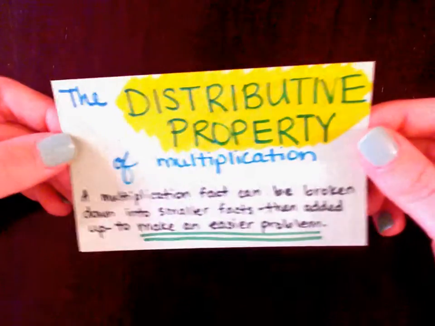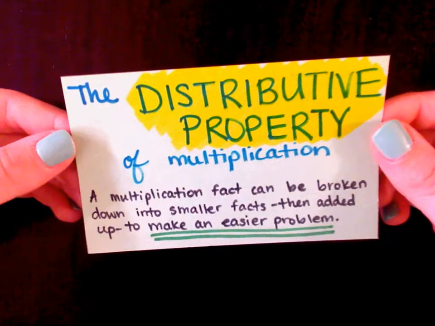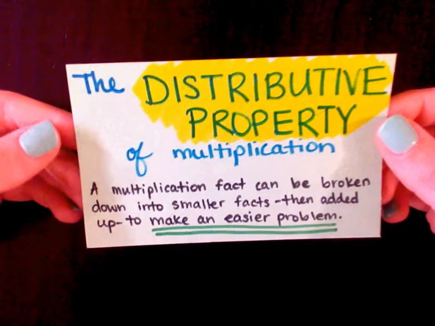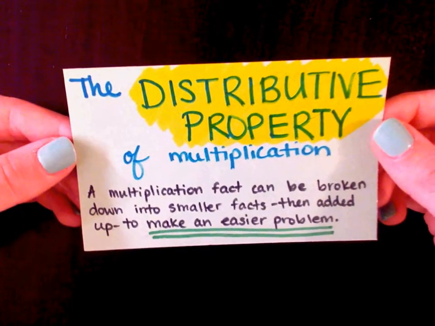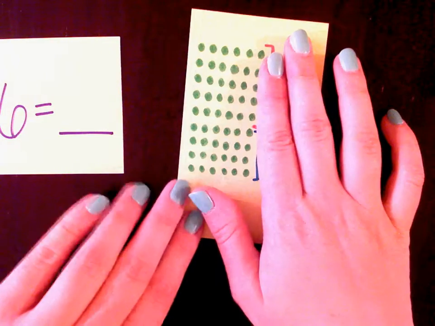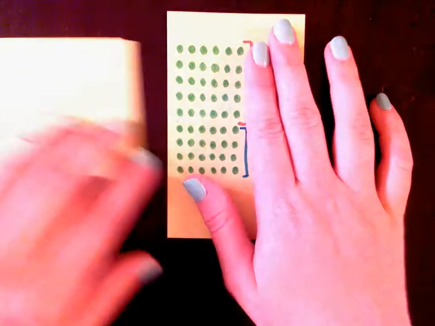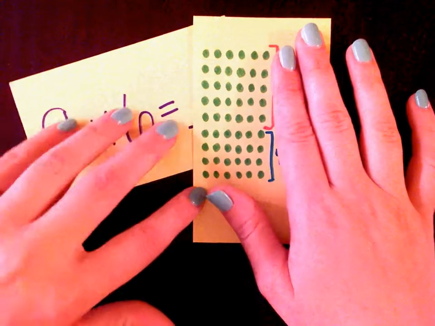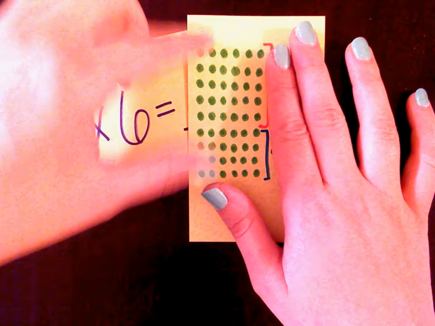The distributive property states that a multiplication fact can be broken into smaller multiplication facts, which can then be added up, all to make an easier problem to solve. For example, if we're trying to solve 9 times 6, we know that means 9 groups of 6, or 9 sixes. We can use an array to help us solve this problem.